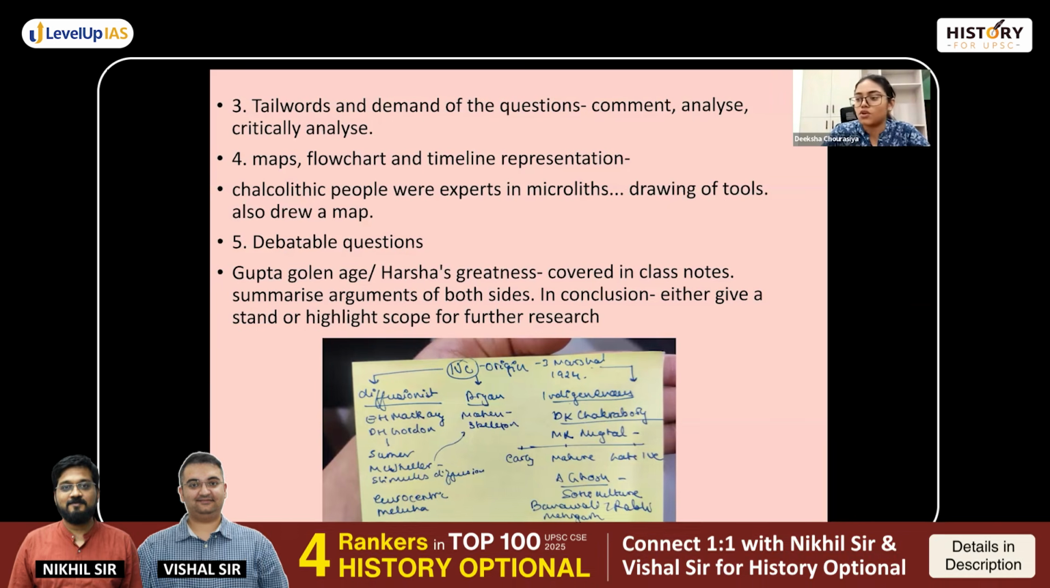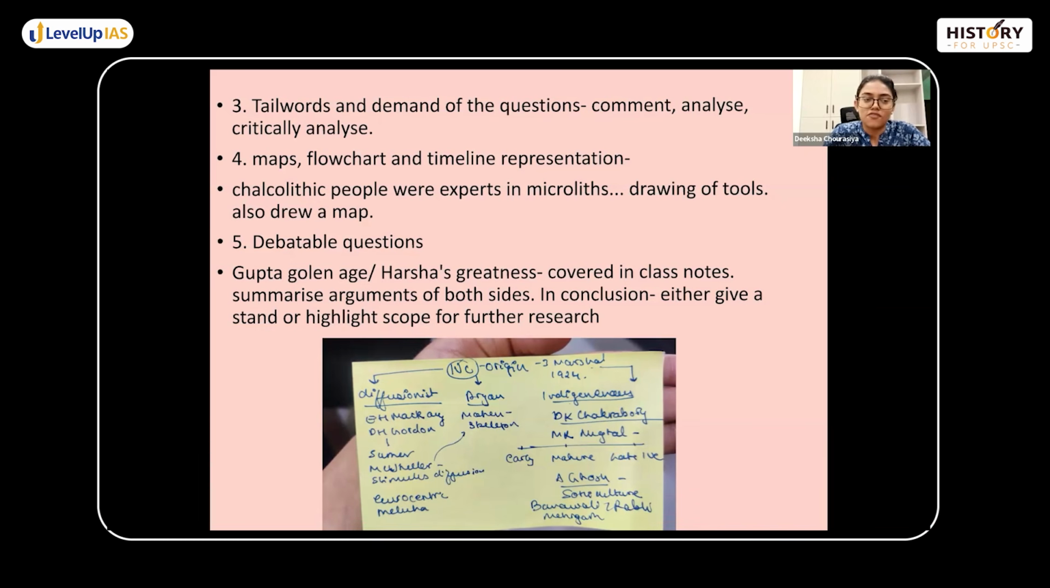Then fourth is I used a lot of maps, flowcharts, and timelines. Ancient India is a subject which has the luxury that you can do a little extra because you already know the basics. So you have to have an edge over a generic answer. So for that, make sure that you use the maps, because you are already preparing the 50 marks map. You're giving half an hour every day for it. So why not utilize it in the theoretical section as well?